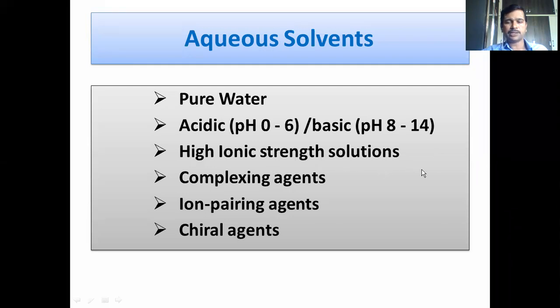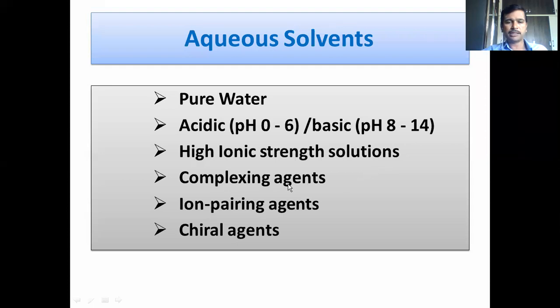Some high ionic strength buffers are also used, because the extraction efficiency is solely dependent on the pH. So high ionic strength solutions are used where ionization will be initiated to a greater extent. Because of this ionization, the analyte extraction efficiency might be increased.